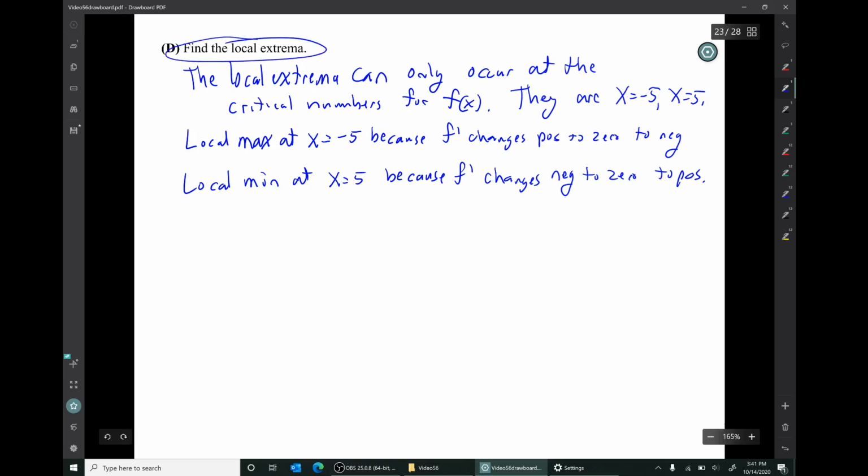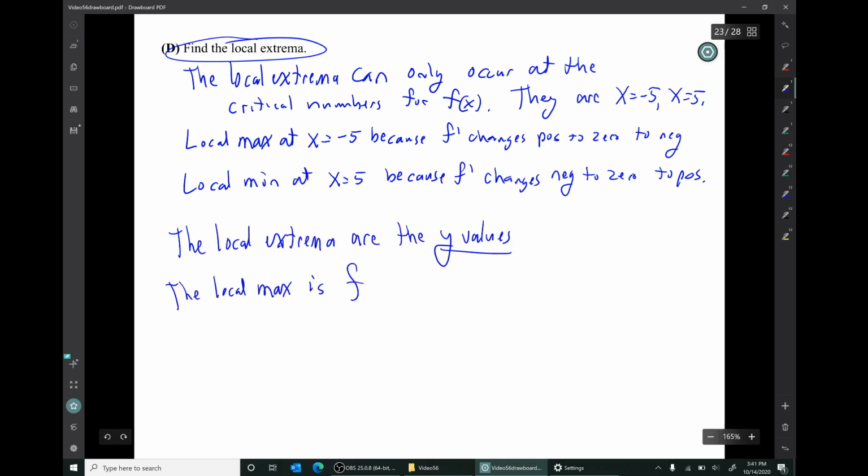That doesn't mean just find where they happen. That means to actually give the values of the local extrema. So to do that, we have to find the y values. So the local max is going to be denoted f(-5). And the local min will be denoted f(5). So we have to get those values.